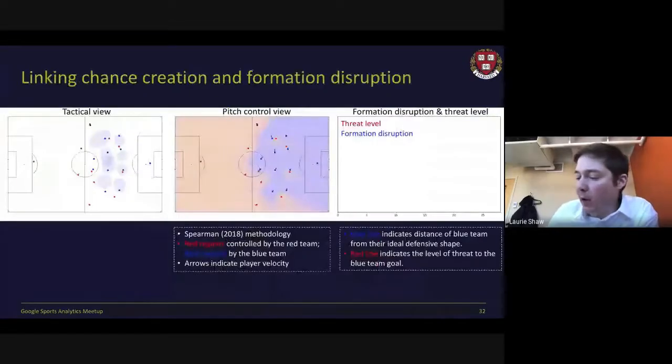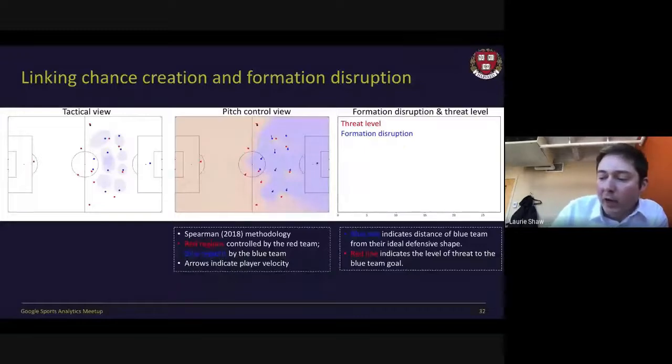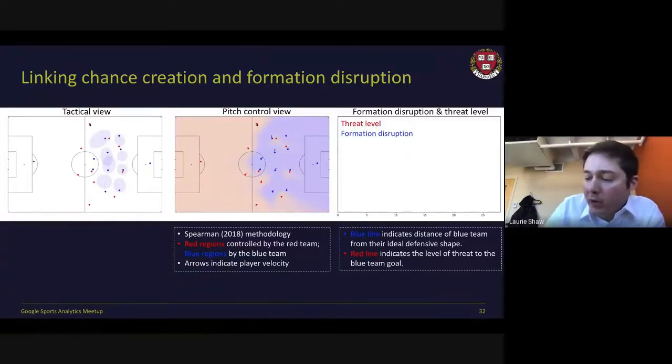So this is now my final results or analysis slide. I wanted to show you a new piece of analysis that we've been working on in the last couple of months to study the relationship between chance creation and defensive formation disruption. If we know a team's preferred defensive structure, then we can measure how different the players' positions are to that structure at any given instant of time, or what I like to refer to as formation disruption.